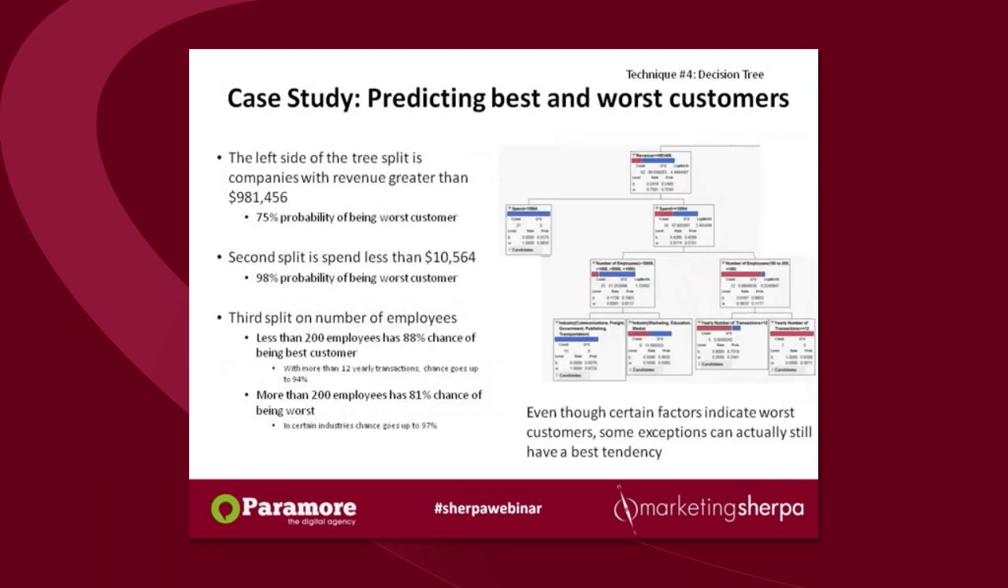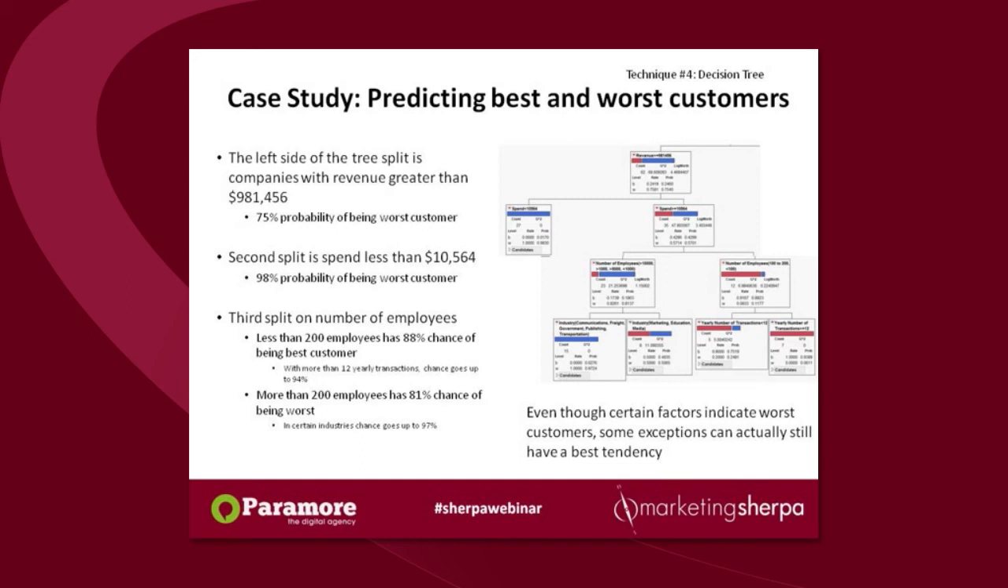The other side now, so we've looked at the less than 981,000. Now we're looking at greater than. Just being greater than that figure had a 75% probability of being worst. Once we look at the second split, we now have a spend less than $10,564. Now this is the amount of money they spent with the customer year to date. The probability jumps up all the way to 98% of being a worse customer with those two factors.